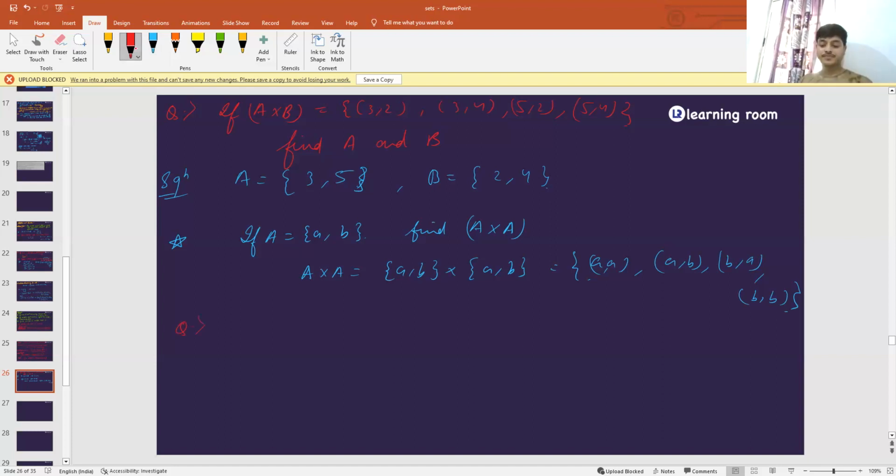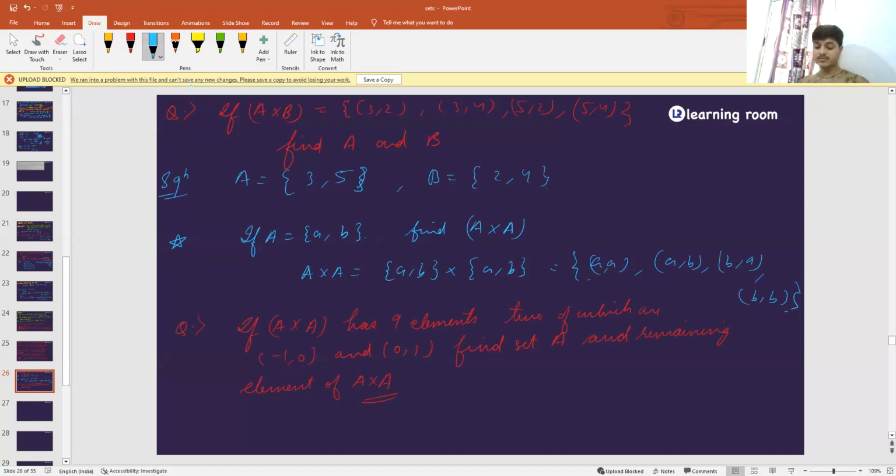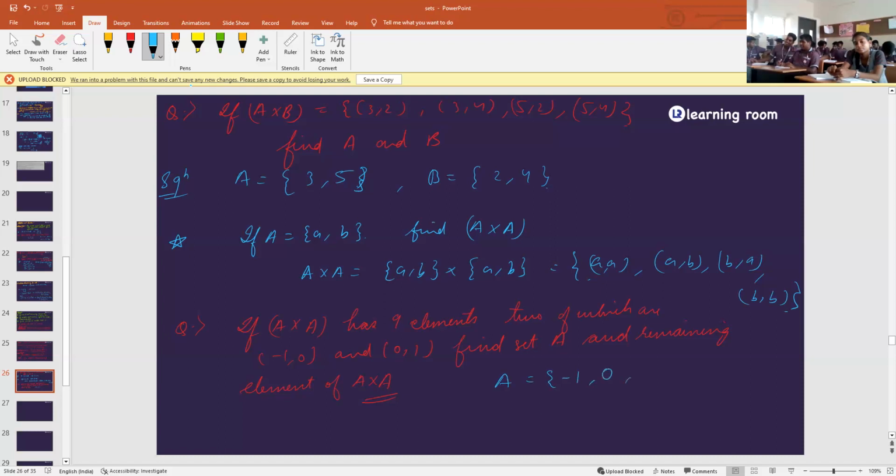Okay, one interesting question. If A cross A has nine elements, two of which are minus 1, 0 and 0, 1, you have to find set A and the remaining elements of A cross A. Do this. Pardon? Minus 1, 0, and 1.